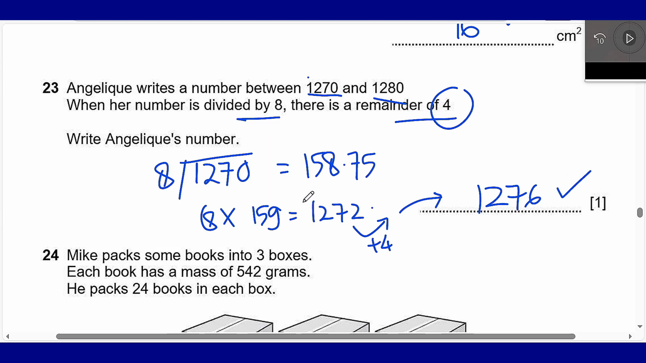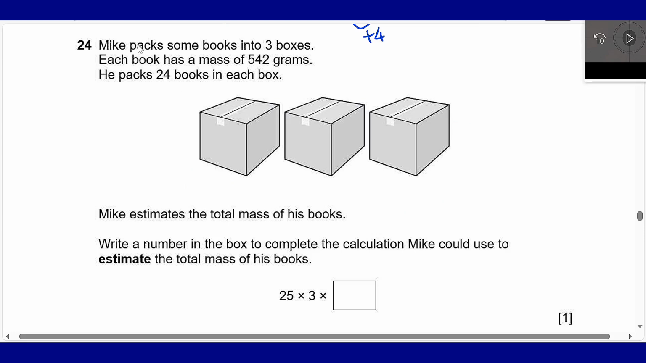Let's move on. Okay guys, now we are in question 24. Mike packs books into 3 boxes. Each book has a mass of 542 grams. He packs 24 books in each box. Mike estimates the total mass of his books. Write a number in the box to complete the calculation Mike could use to estimate the total mass of his books.